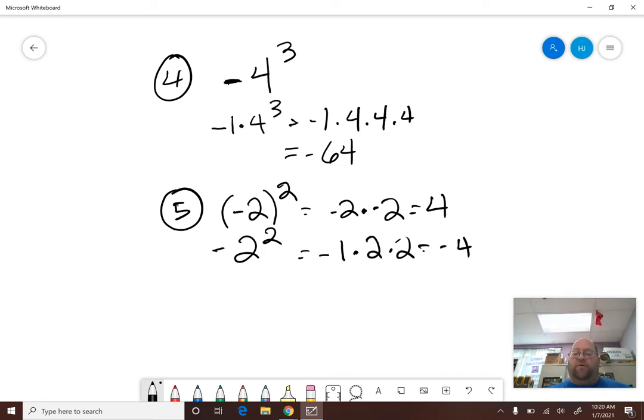So it's really important that if it has parentheses, you put those parentheses into the calculator so that you can see what's really going on, okay?